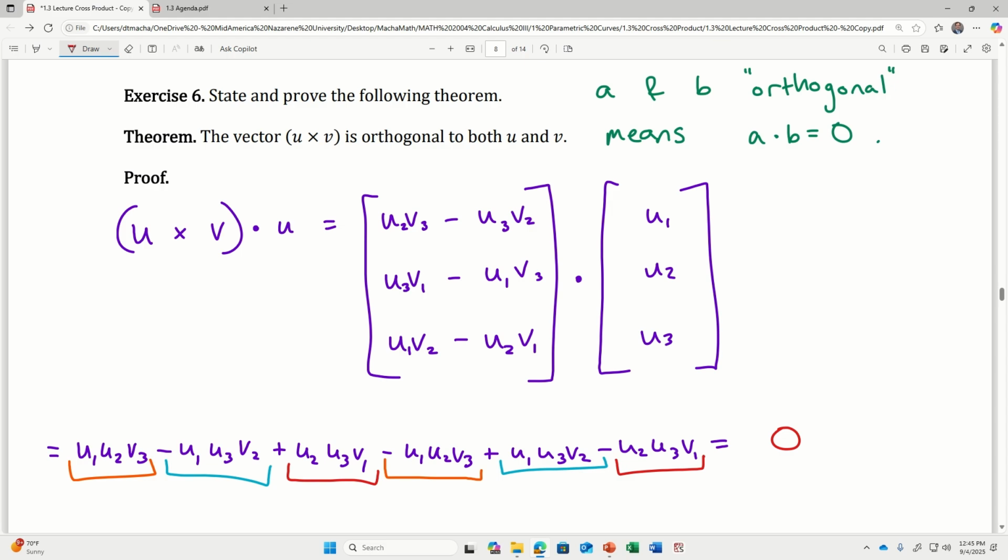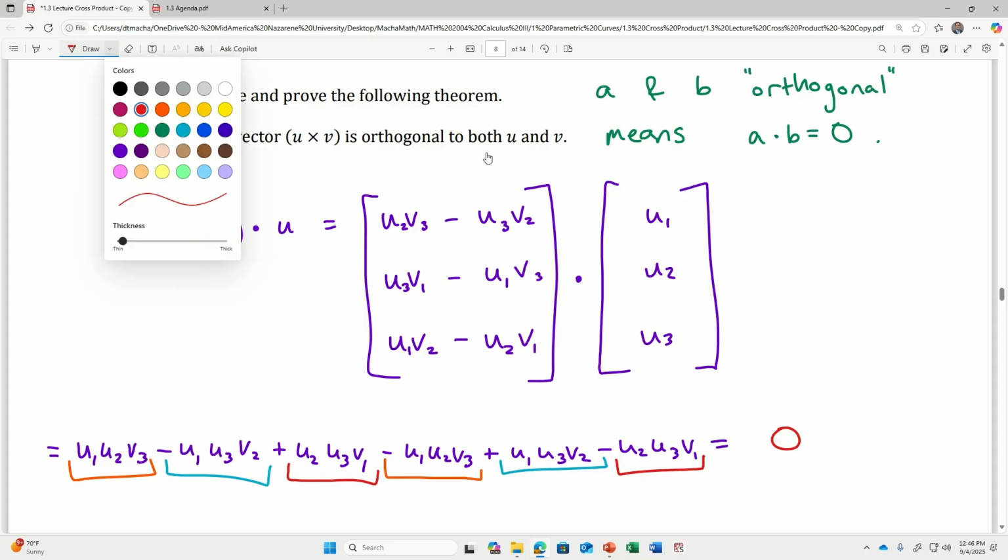And you can do the same thing to double check that u cross v dot v is equal to 0. Also, if you believe in the anti-commutative property, which is if I switch the order of the cross product, I get the same vector, but with a negative sign. Well then, imagine taking v cross u dot u. I should get exactly the same vector, but with a minus sign in front. And then when I take the dot product, everything should cancel out as well. Negative 0 is still 0, and so I'm good.